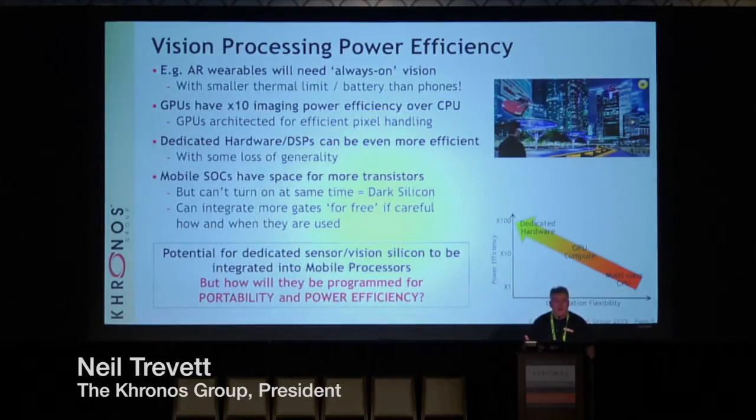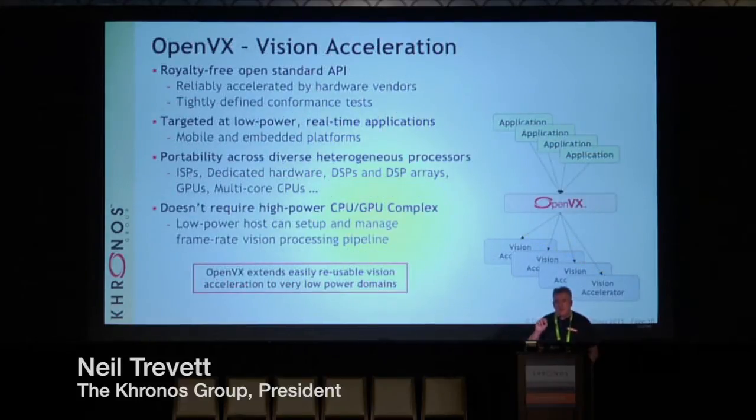Well, dedicated hardware is definitely going to be part of that solution. CPUs are great in general purpose, but for vision and parallel compute, GPUs are more power efficient. And dedicated hardware, if well designed, can be more power efficient still. So we need vision frameworks that are targeted for portability, extending that portability reach into low power dedicated hardware for vision acceleration. And that was the original inspiration for OpenVX.